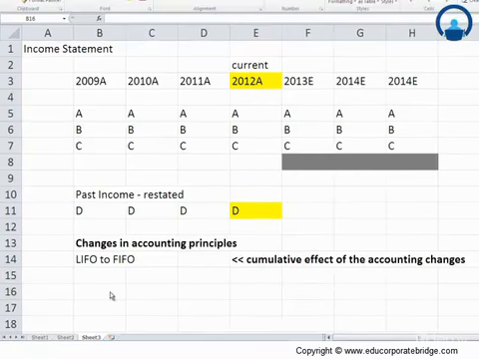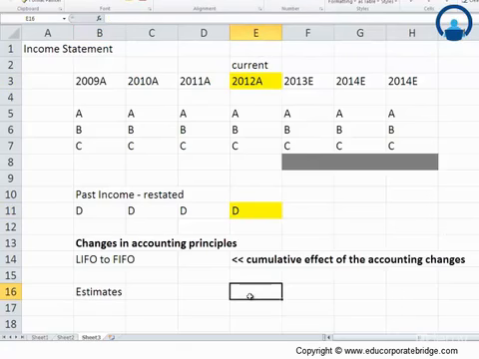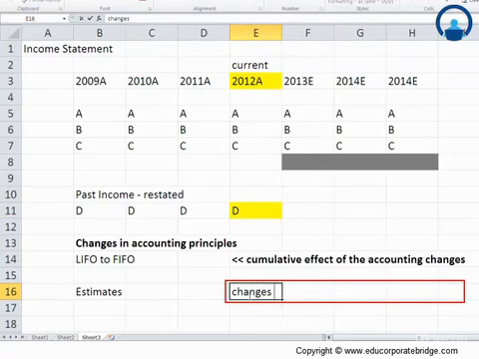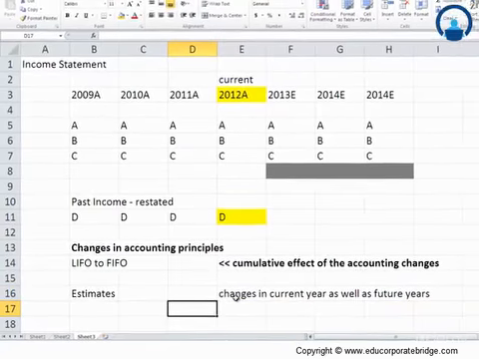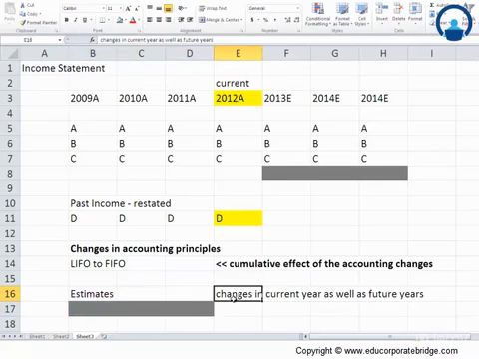And when it is about changes in accounting estimates, we have noted that the changes are reflected below the line, and these changes are incorporated in the current year as well as future years, but not considered retrospectively. So there's no cumulative impact. The impact is only current as well as in the future years if applicable.